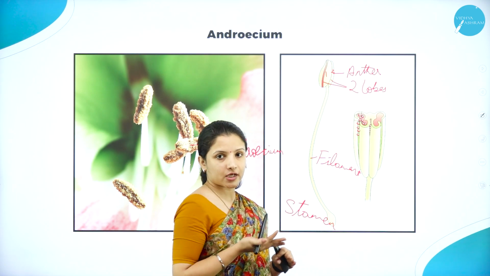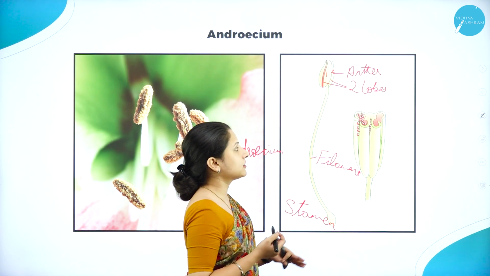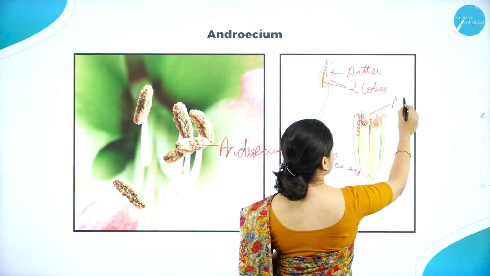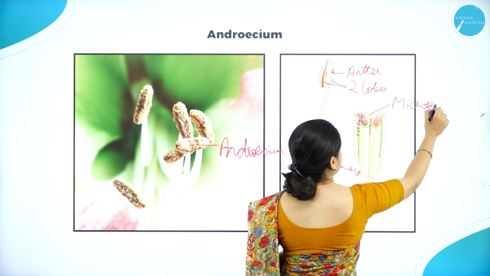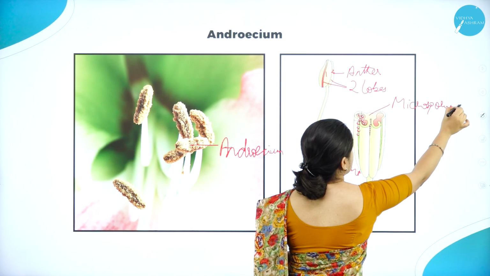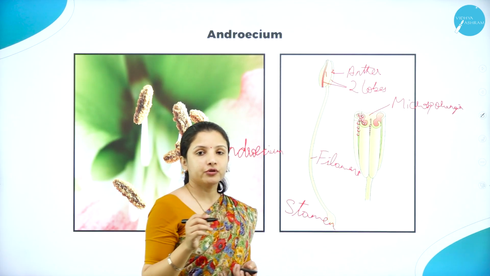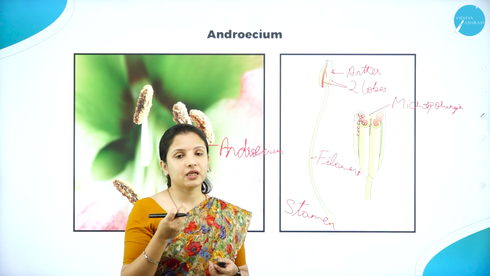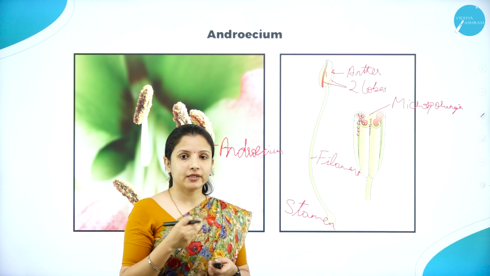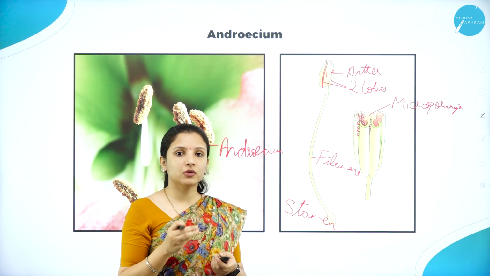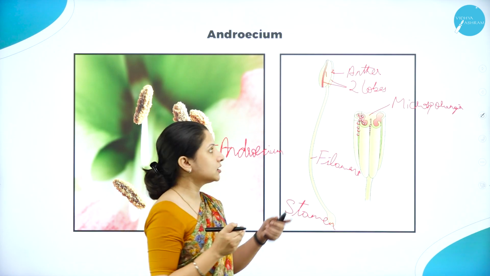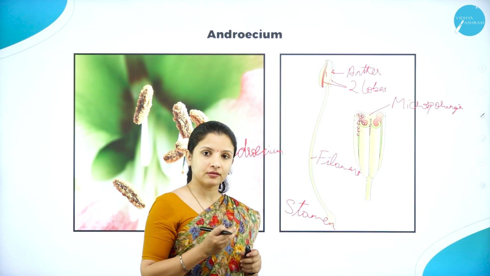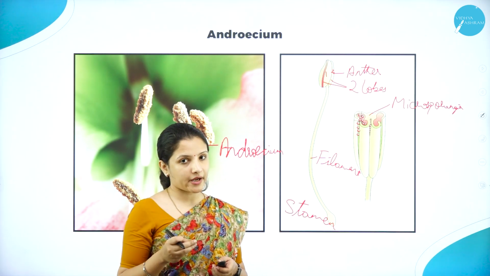Now when I take a cross section or a transverse section of the anther, we can see a structure called the microsporangia. When I say microsporangia, it means a structure that produces the microspores. Why are they called microspores? Because they are very, very minute in structure. That is why they are called microspores, and in other words, they are also called the pollen grains. So where are the pollen grains produced? The pollen grains are produced inside the anther in special structures called the microsporangia.